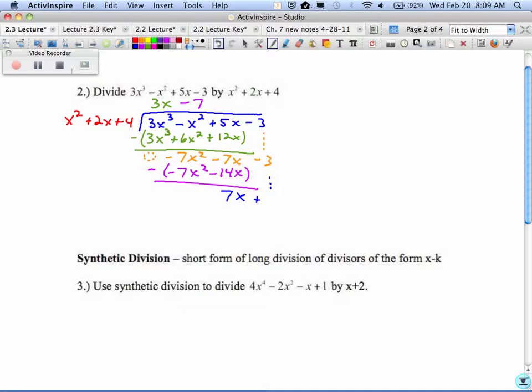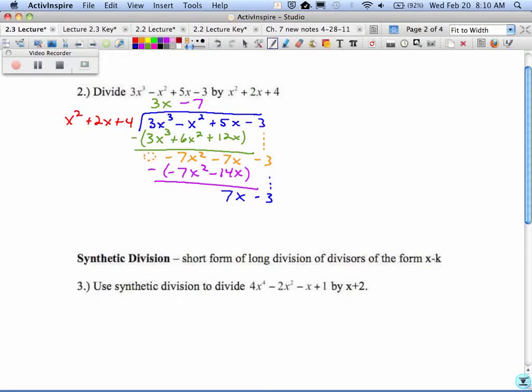Oh, it's still recording. Okay. Bring down the negative 3. We can finally stop maybe. I don't know. I see less hands. See, this is one of those easy things.